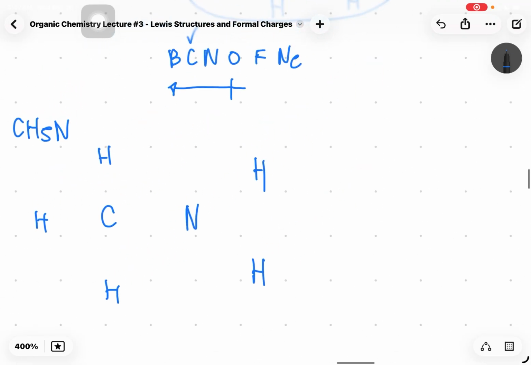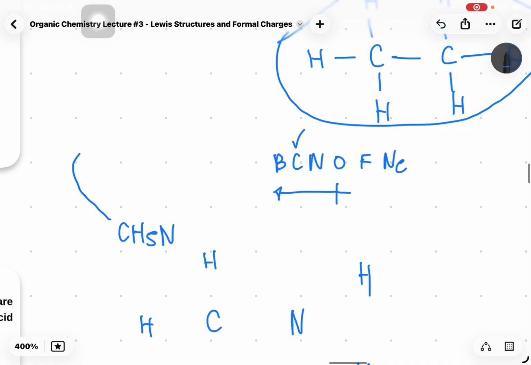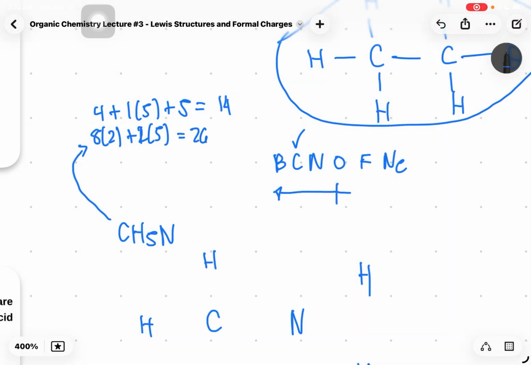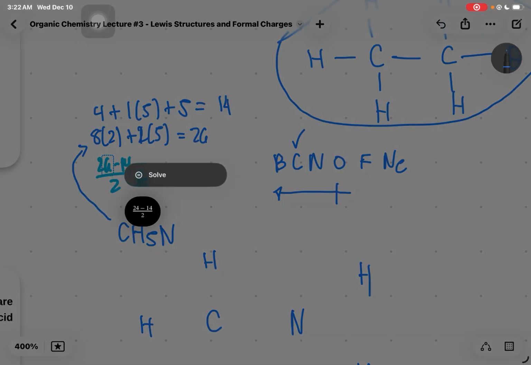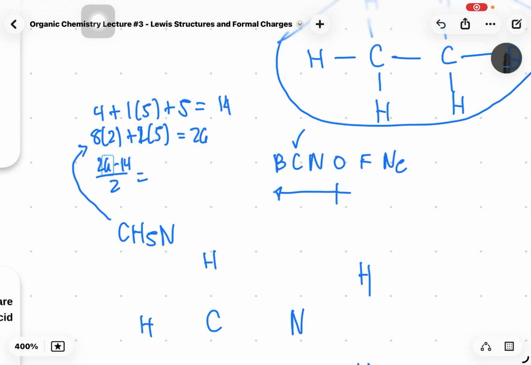Now, what is the ground state valence electrons? So we have 4 plus 1 times 5 plus 5. So that's 14. And then that's 8 times 2 plus 2 times 5. So that's going to be 16 plus 10, which is 26. 26 minus 14 over 2 is going to be 12 over 2, which is 6 bonds.